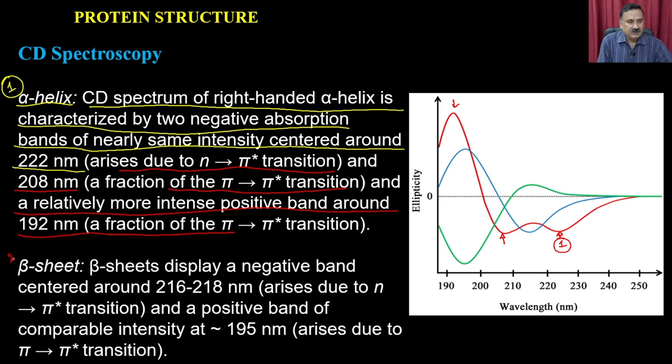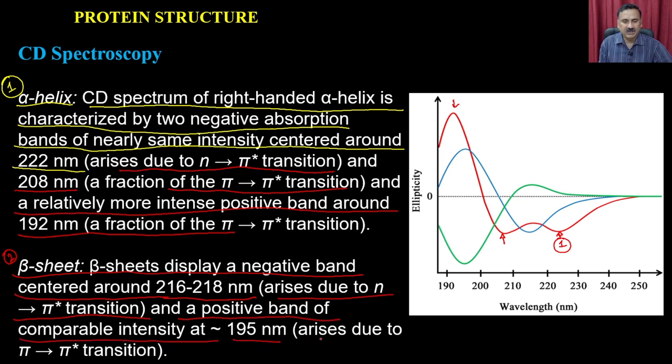Now, if it is a beta sheet, for example, beta sheets display a negative band centered around 216 to 218 nanometers. This arises due to the n to pi star transition, and a positive band of comparable intensity at 195 nanometers arises due to the pi to pi star transition. So this is the beta sheet. What you see here is one transition at 216 to 218 nanometers, and then you are also going to see another transition at 195 nanometers.